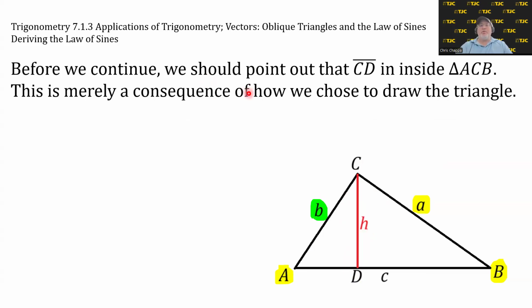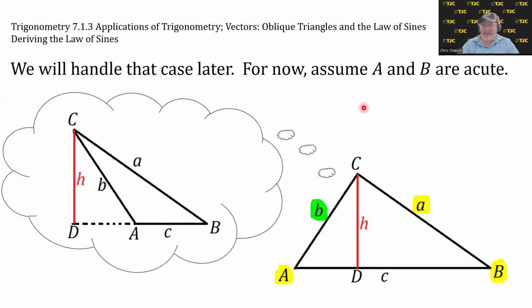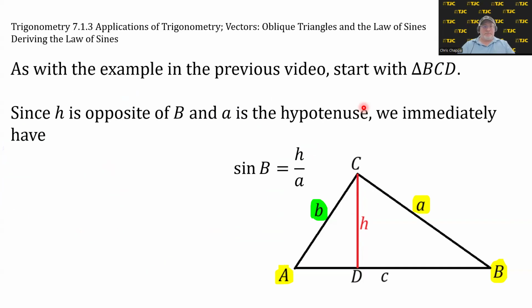Before we continue, we should point out that CD is inside triangle ACB. This is merely a consequence of how we chose to draw the triangle. If either angle A or angle B had been obtuse and we dropped a perpendicular from C, then CD would have been on the exterior of the triangle. We'll handle that case later. For now, let's assume A and B are acute so that CD is actually on the interior of the triangle.